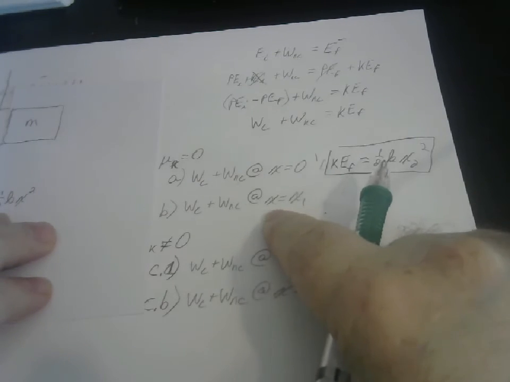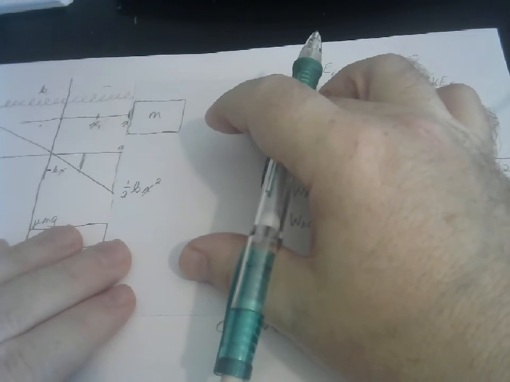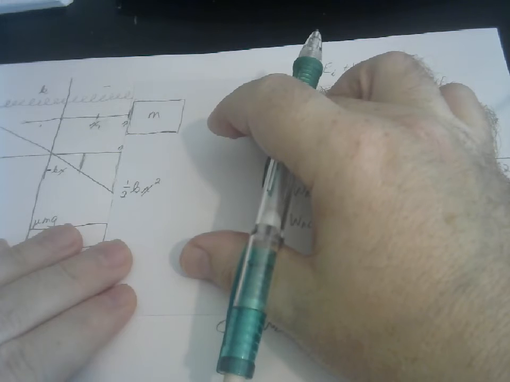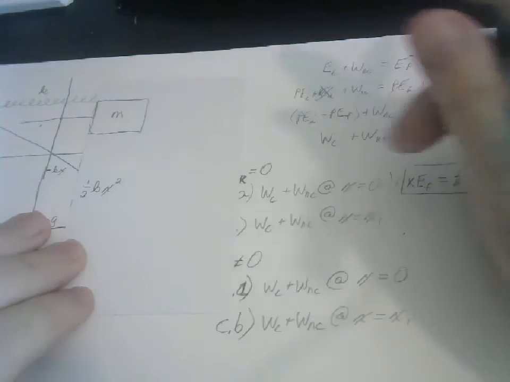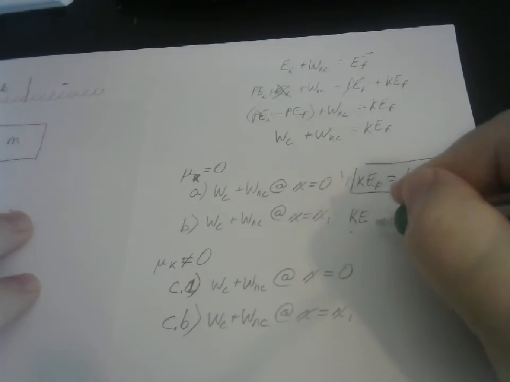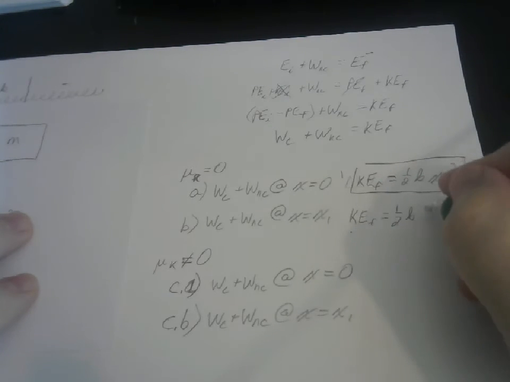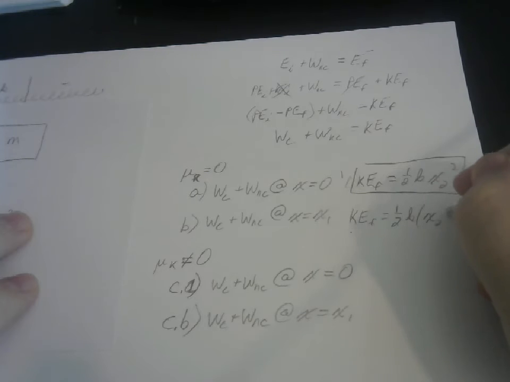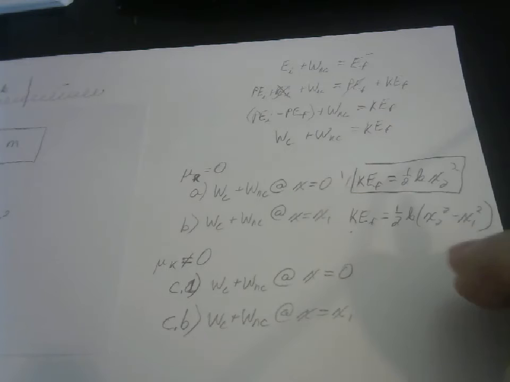However, when our final x is x1, it will go from here, where the energy is 1/2 k x2 squared, to here, where the potential energy is 1/2 k x1 squared. So kinetic energy final in that case is 1/2 k, and you can just write this as x2 squared minus x1 squared. Or you can write it out as 1/2 k x2 squared minus 1/2 k x1 squared.